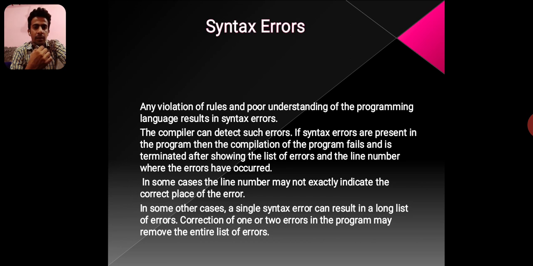Syntax errors. Any violation of rules and poor understanding of the programming language results in syntax errors. The compiler can detect such errors if syntax errors are present in the program. Then the compilation of the program fails and is terminated after showing the list of errors with the line number where the error has occurred. In some cases, the line number may not exactly indicate the correct place of the errors.